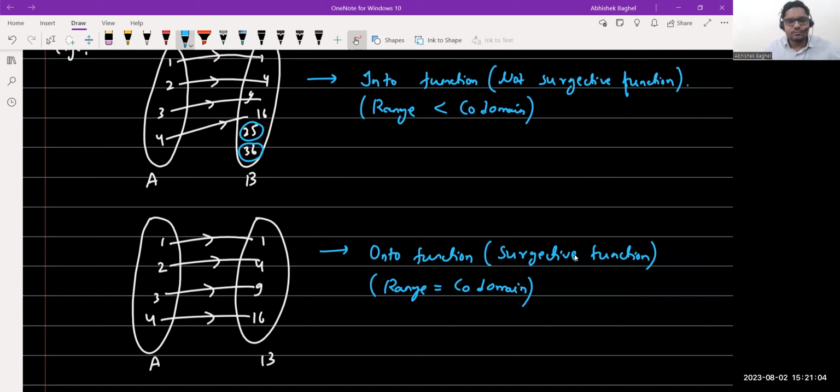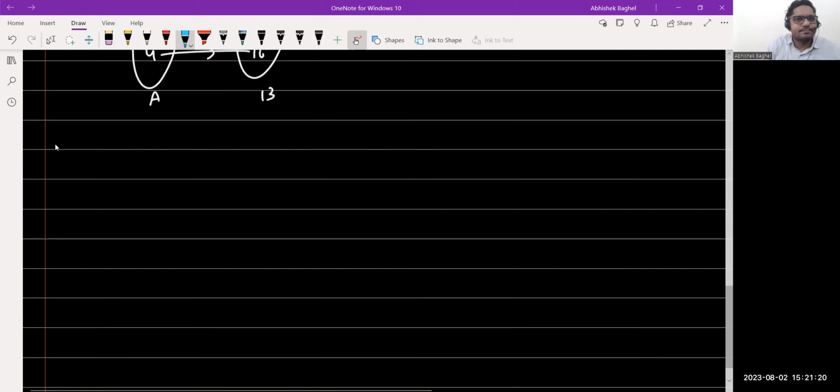Clear? And in case of onto function, range is equal to codomain. And then we have one-one and many-one, right? So let us understand one-one and many-one functions now by taking one more example.